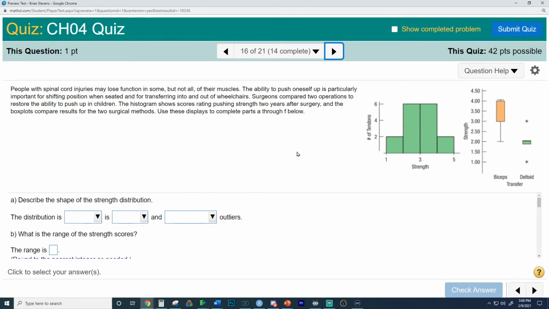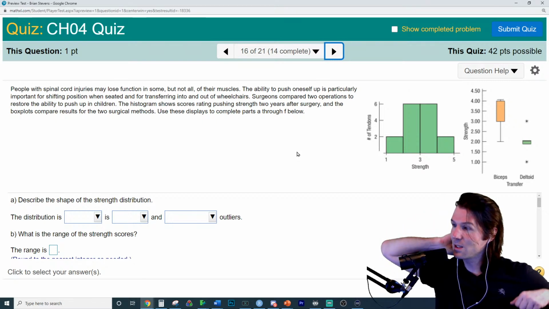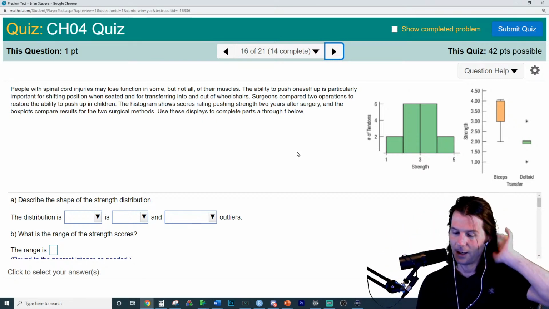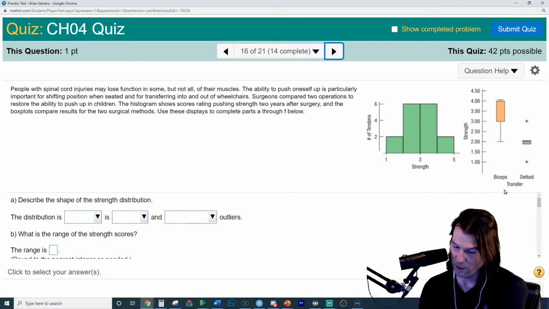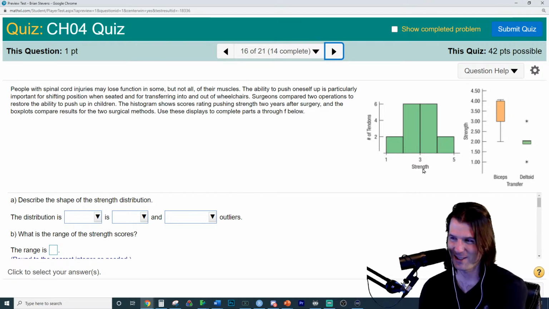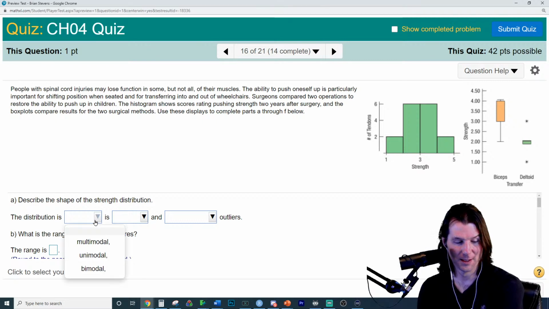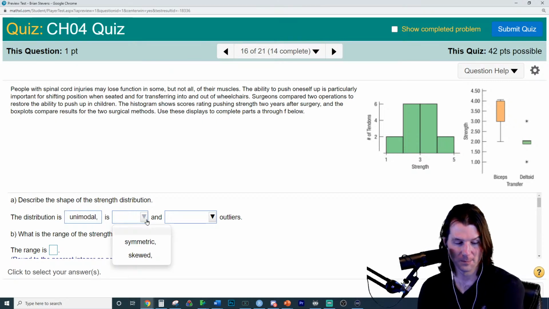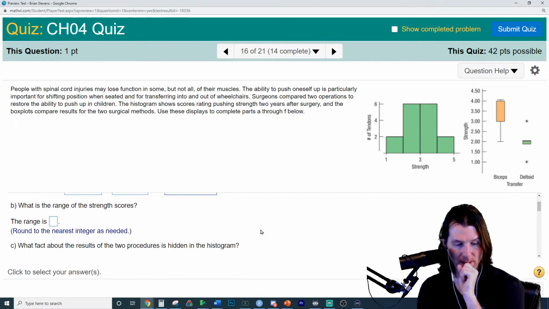Don't go too quick. What do we see right here? We see a histogram and side-by-side box plots. With these side-by-side box plots, we can look at, there's some outliers here. We've got much less variation in this deltoid box plot than we do this bicep box plot. Describe the shape of the strength distribution. Shape, center. So when you look at this, the strength distribution is going to be unimodal, one mode, and it is symmetric and does not contain outliers. So it's just talking about that one right there.